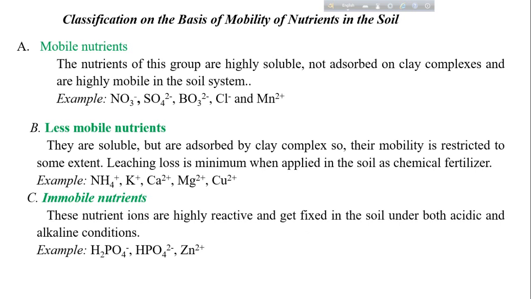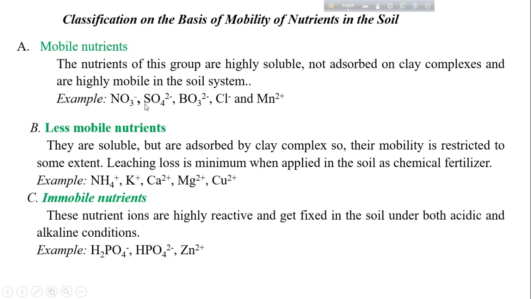The next classification system is the basis of mobility of nutrients in the soil system. As we know, some of the elements are mobile in the soil system, some are highly mobile, some are less mobile, some are immobile. So they can be classified as 3 groups. Group A, mobile elements. The nutrients of this group are highly soluble, not absorbed on clay complex, and are highly mobile in the soil system.